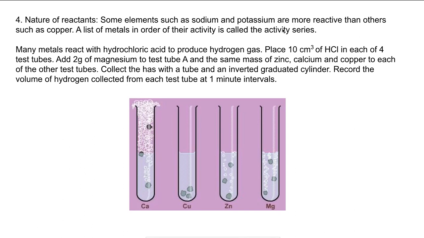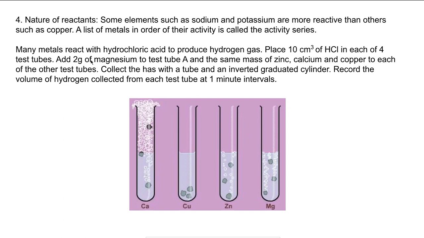Other chemicals such as copper react very slowly. If you were to list metals in order of their reactivity, you have a list called the activity series. Now we can do a simple experiment like this. We can take 4 metals, calcium, copper, zinc, and magnesium, and react them with hydrochloric acid.